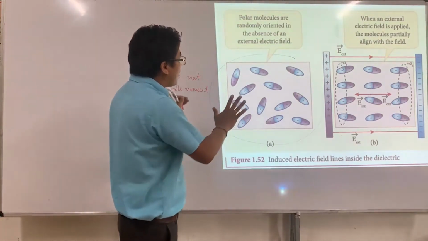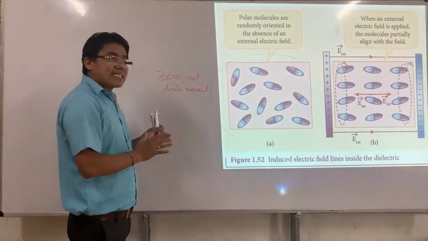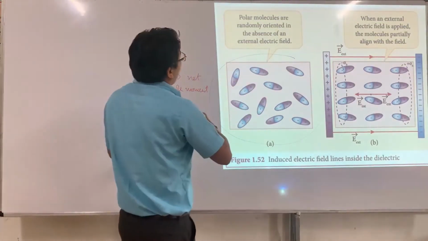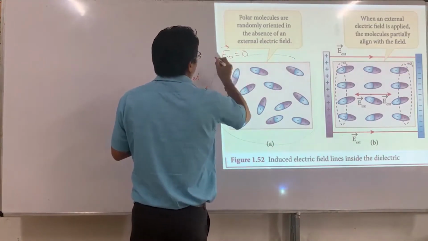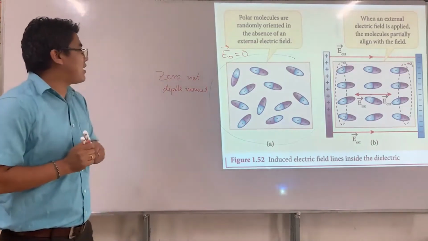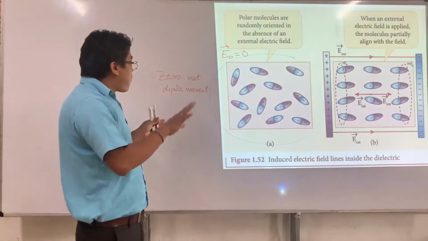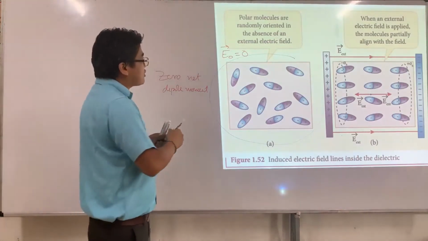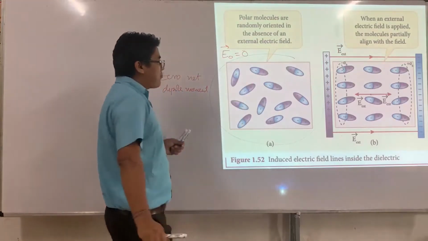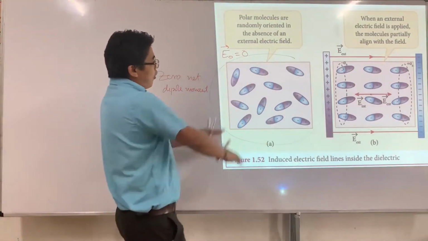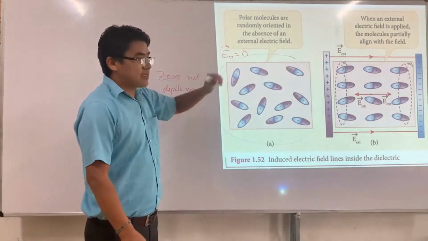This is when we don't apply an external electric field. In the absence of an external electric field, the net dipole moment, even in the case of polar molecules, is zero. So you see no net dipole moment when the electric field is zero.